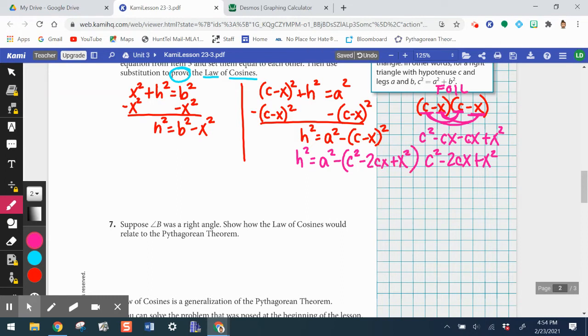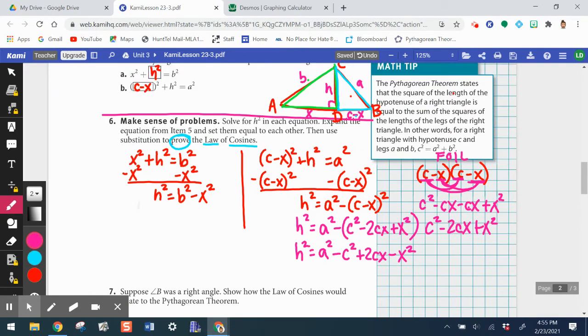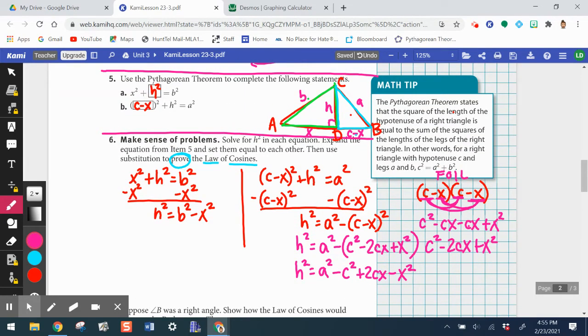Now the last little bit, because there are several operations within this trinomial, we are going to distribute this negative as if it was a negative 1. So we're going to take this negative 1 and multiply by each term within the trinomial. So our last equation set equal to h squared is h squared equals a squared minus, well, that was a positive c squared, so now it's a negative c squared. That was a negative 2cx, so now it's a positive 2cx. And that was a positive x squared, so now it's a negative x squared. So we have just successfully set these two equations based on the Pythagorean theorem equal to h squared, and even took this one a little bit further and expanded it.